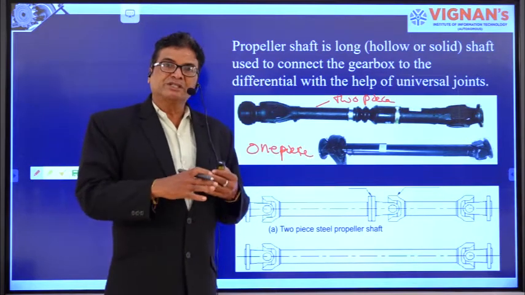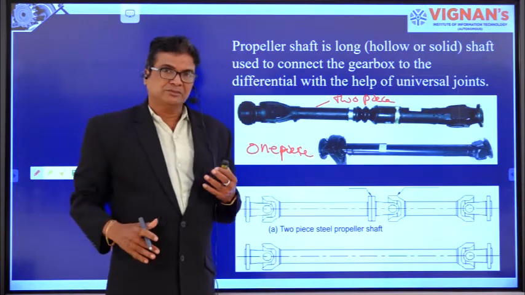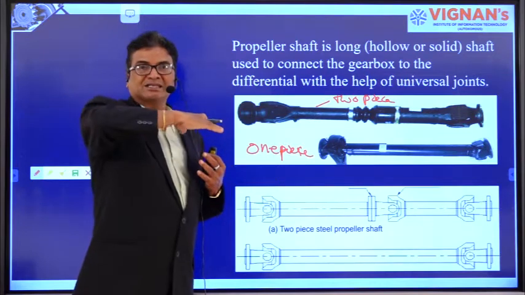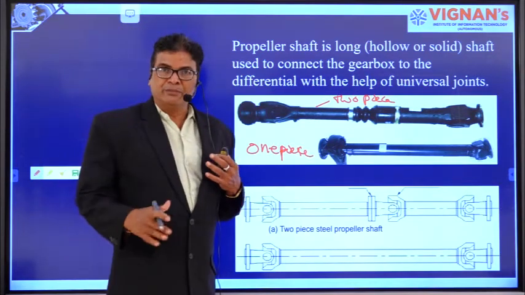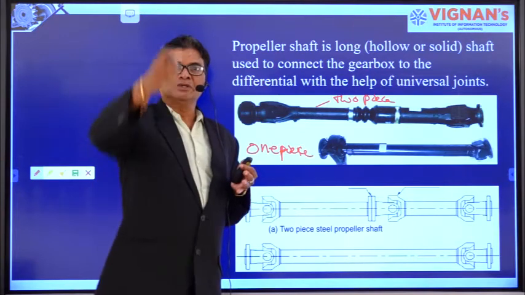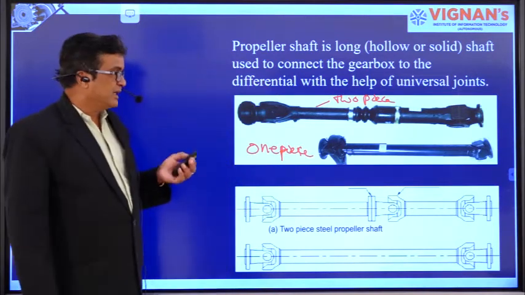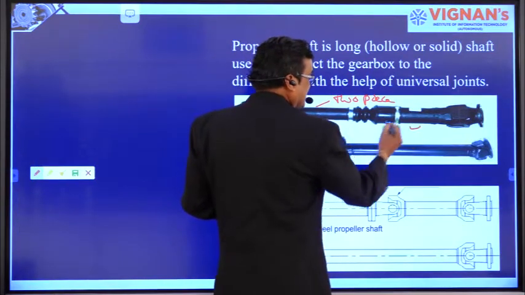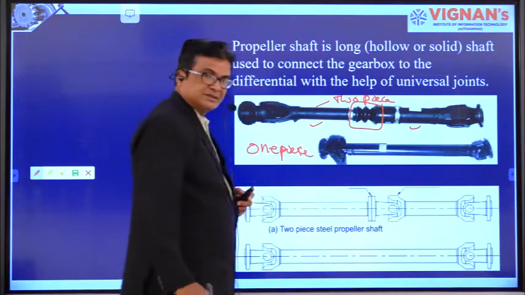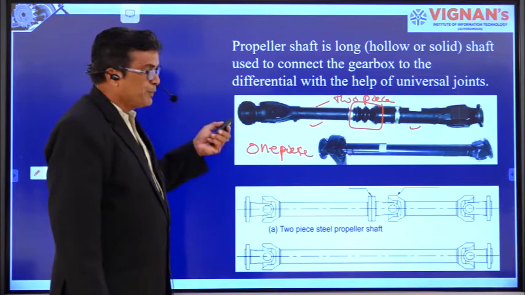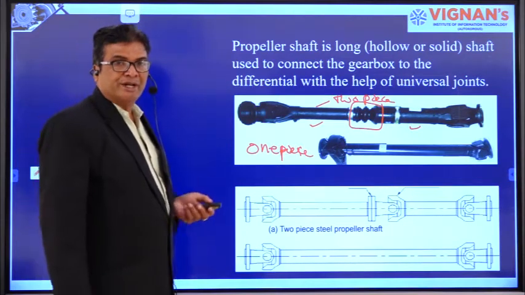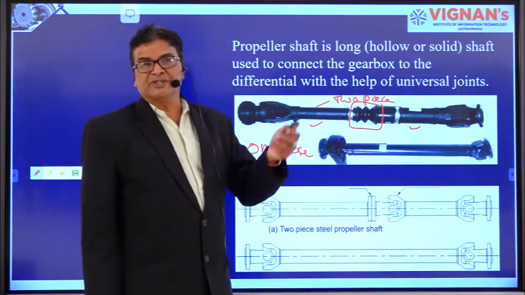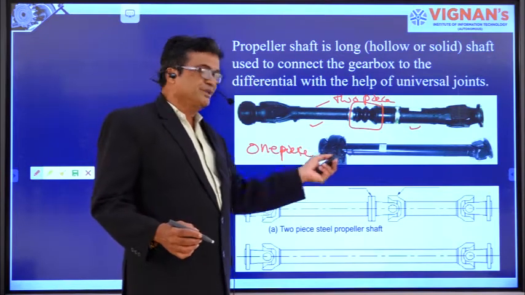slab, right, of very great length, for an auditorium, for example. So its length is very large. We cannot cast a single piece as a beam. Between the supports, we keep some columns, right? Likewise, if the length is more, we use the two-piece propeller shaft like this, connected by some special arrangement like this. That is the two-piece propeller shaft. The two-piece propeller shaft is used to connect the gearbox to the differential, where the distance between the two is very large when compared to ordinary vehicles.